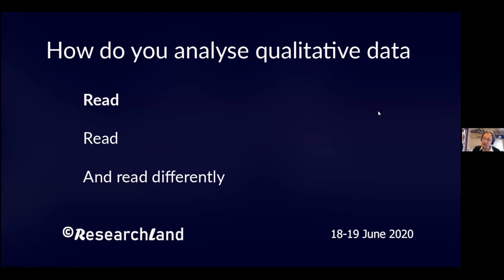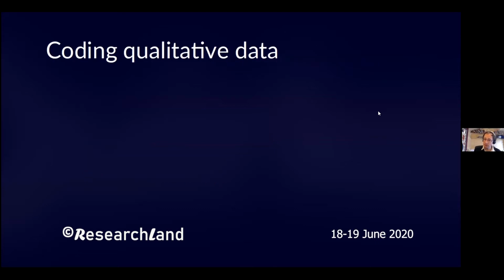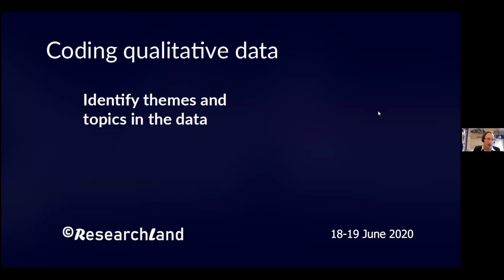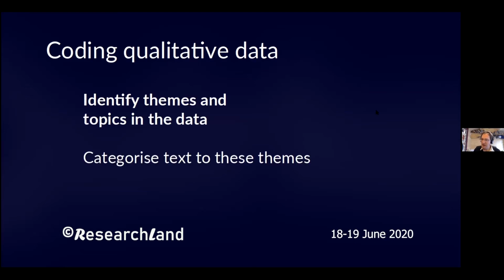But there are some ways which we can help with that reading process. One of them is coding. We're going to look at some other approaches as well, but mostly today we're going to focus on coding. And that's basically a way to identify themes and topics in the data. So a theme might be something like family, or working together, or technology. And then categorize text to these themes. So read through the data and say, okay, that section of text, that's talking about family, that's talking about technology, that's talking about something else.